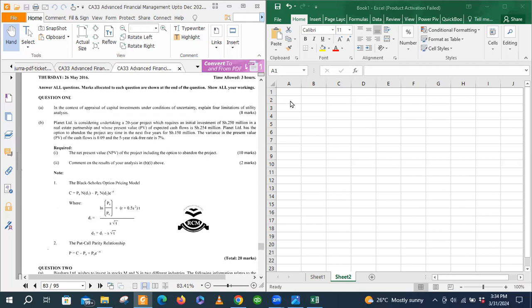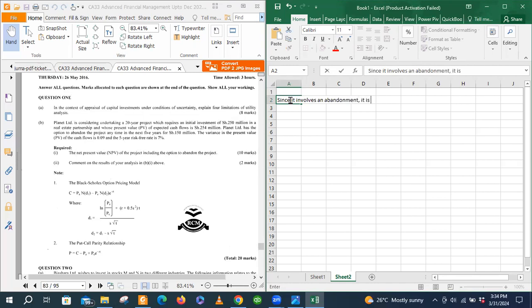So with all that, we just appreciate that since it involves an abandonment, from interpretation point of view, it is a put option. It is a put option. Put option is the option to sell. Option to sell.